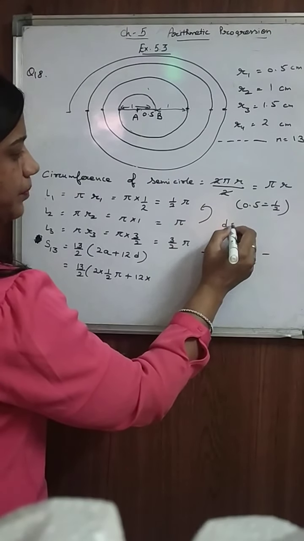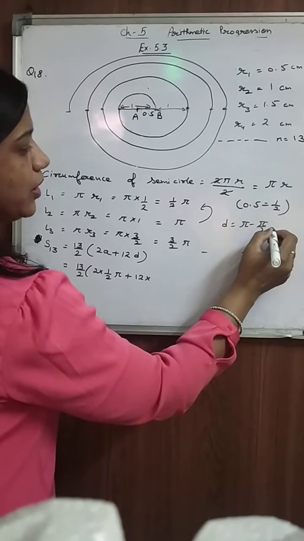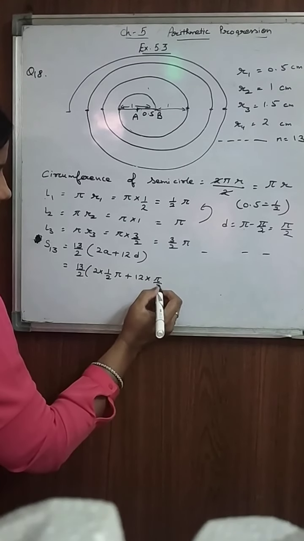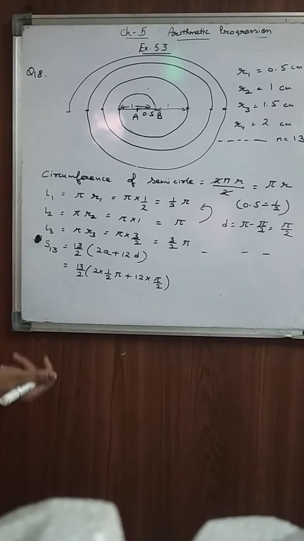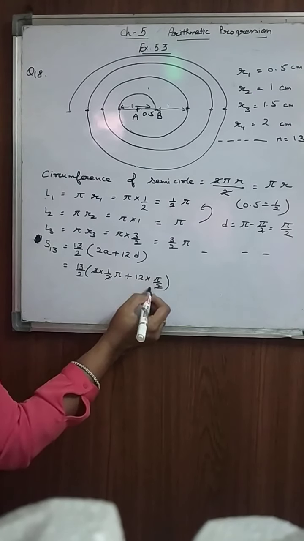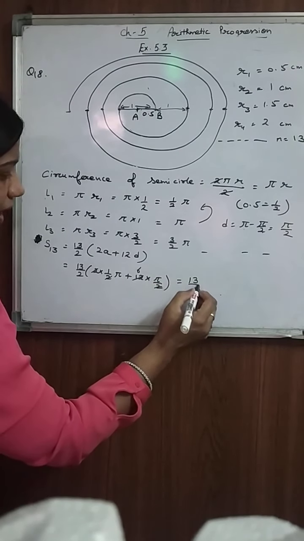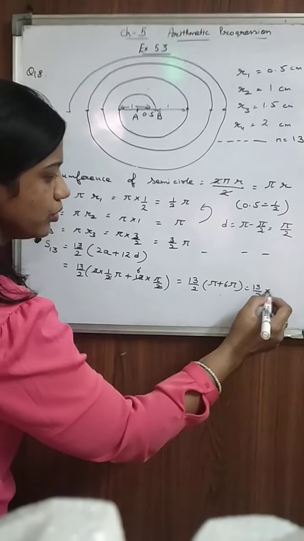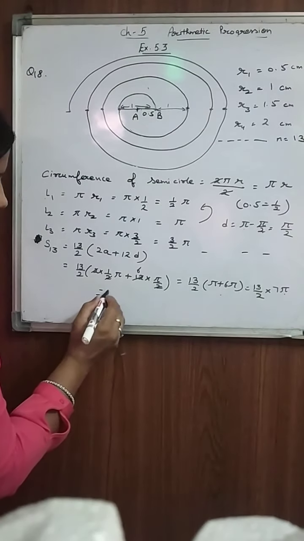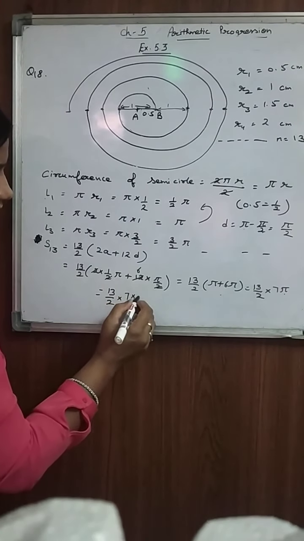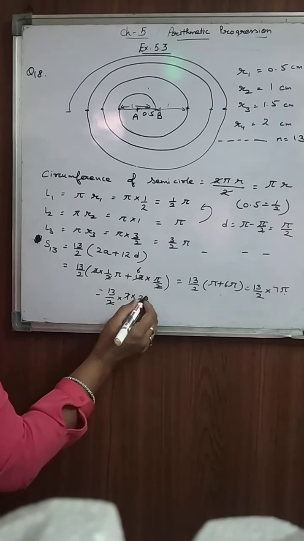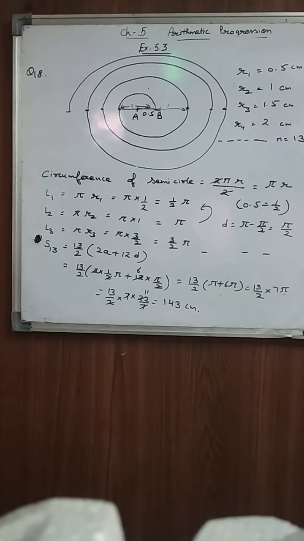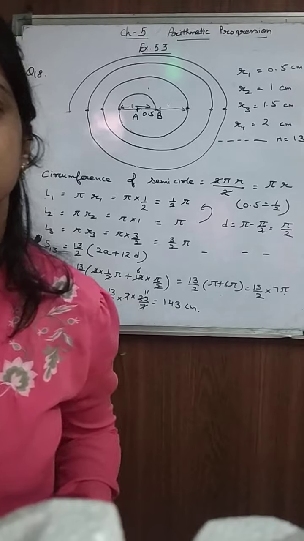d we will get from here. Pi minus pi by 2. What is 1 minus half? 1 minus half is half. Just solve it, you will get your answer. We have got 13 by 2 into pi plus 6 pi, which is equal to 13 by 2 into 7 pi. Pi value is 22 by 7. 143 centimeter is the length of the 13 semicircles.